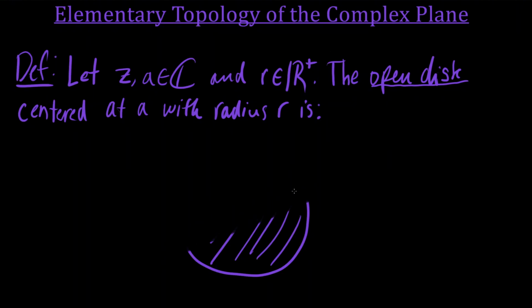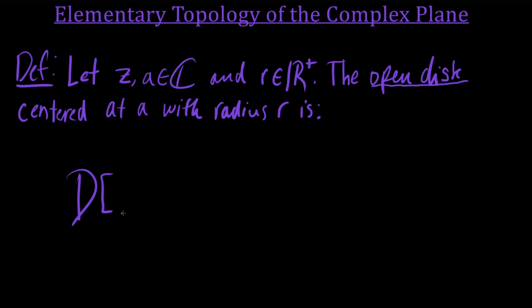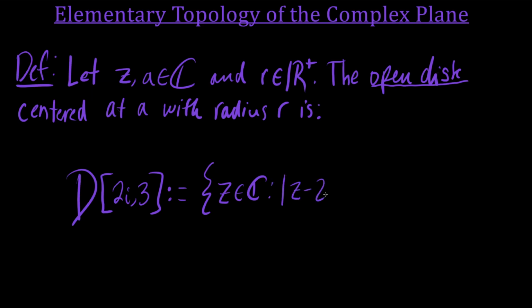Great. Now let's go over a quick example. Let's say I want to represent the open disk centered at 2i with radius 3. Well, that's simply going to be the set of complex numbers z such that the distance from z to 2i, which is the modulus of z minus 2i, is strictly less than 3. Great. And so just to go over the notation really quick, the open disk is represented the same way as the circle, except with a capital D instead of a capital C.